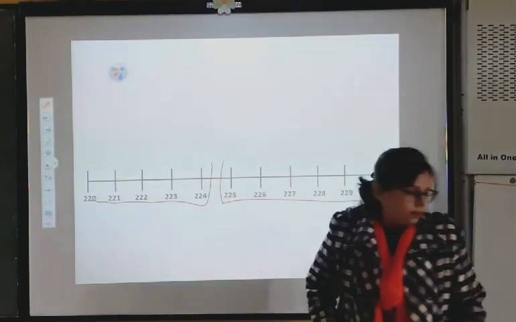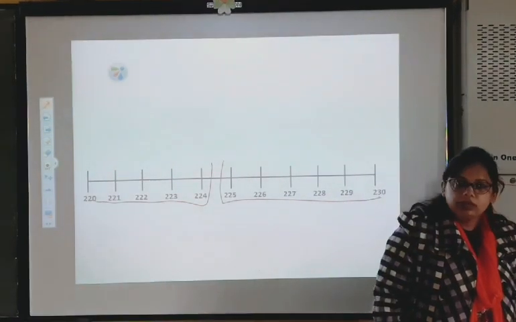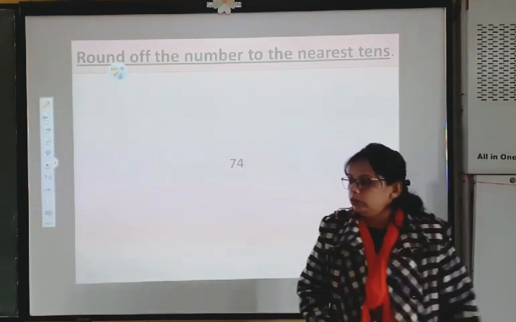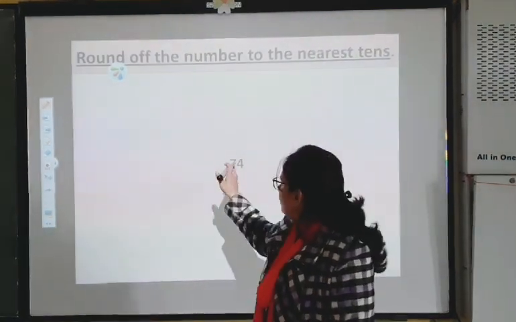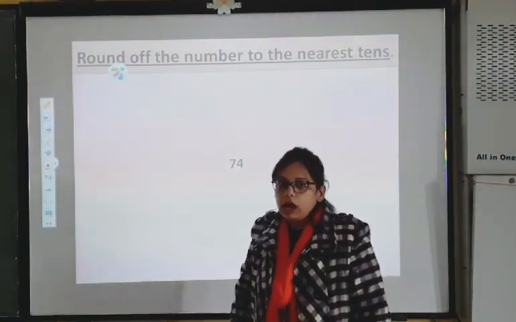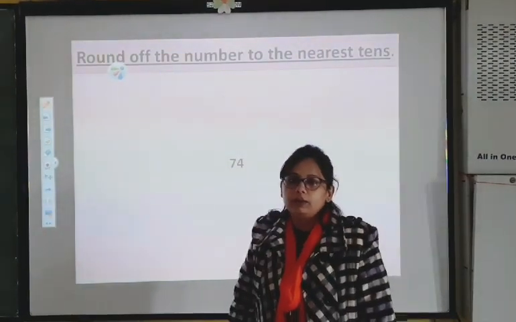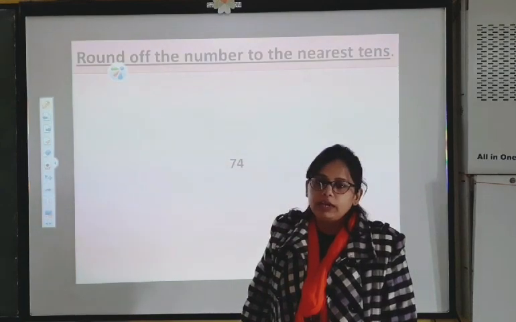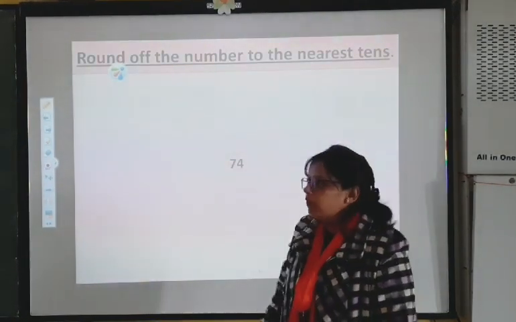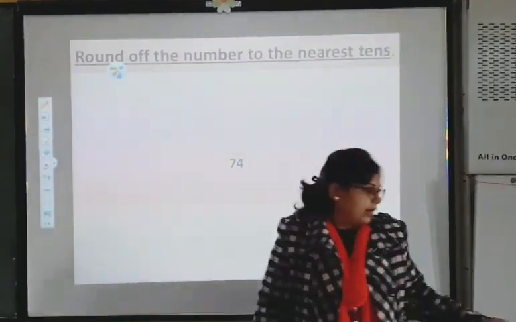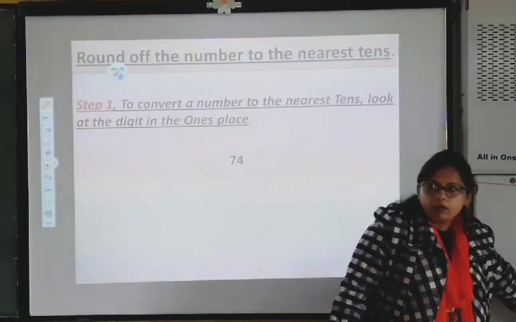Okay. Now let's see this with an example. I have taken the 2-digit number 74. Now what you have to do is round off the number to the nearest 10. How to round off the number to the nearest 10?